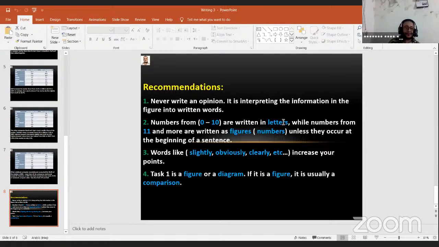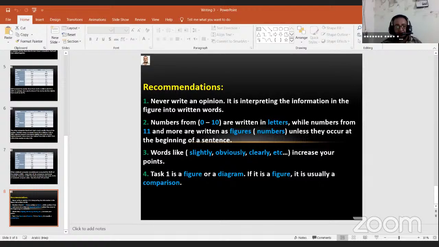Number 3, words like slightly, obviously, clearly, etc. increase your points. That means increase your marks. Number 4, task 1 is a figure or a diagram. If it's a figure, it's usually a comparison.